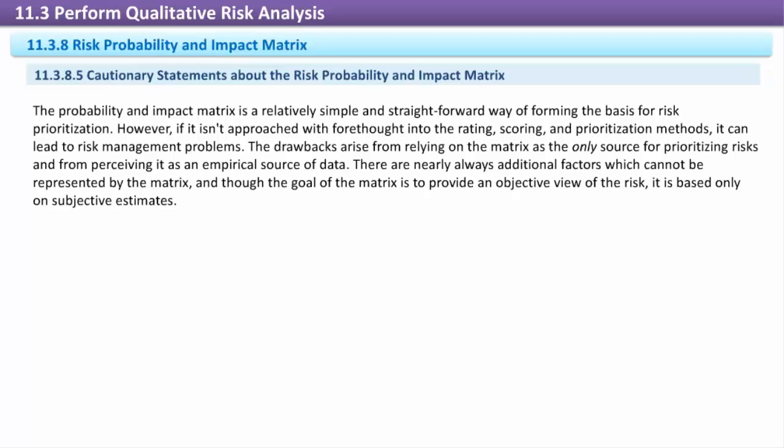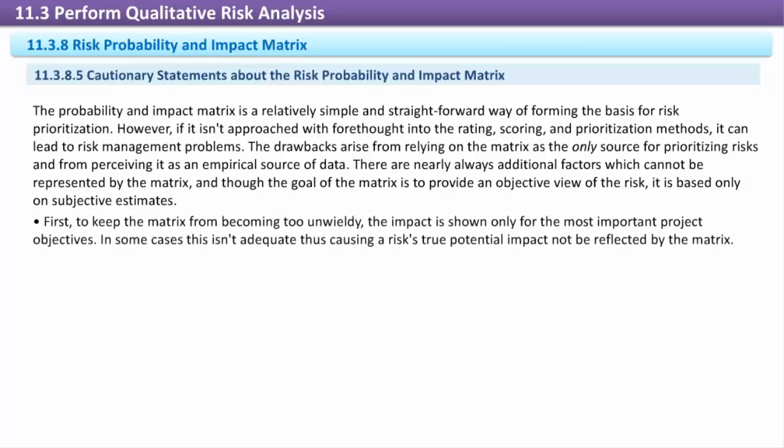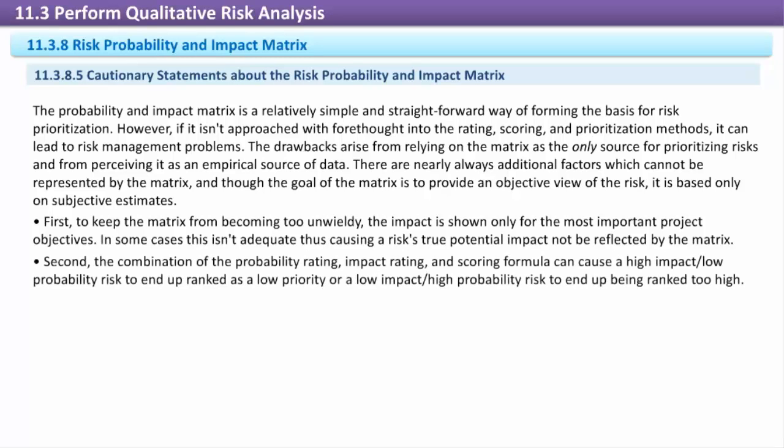There are nearly always additional factors which cannot be represented by the matrix, and though the goal of the matrix is to provide an objective view of the risk, it is based only on subjective estimates. First, to keep the matrix from becoming too unwieldy, the impact is shown only for the most important project objectives. In some cases this is not adequate, thus causing a risk's true potential impact not to be reflected by the matrix.